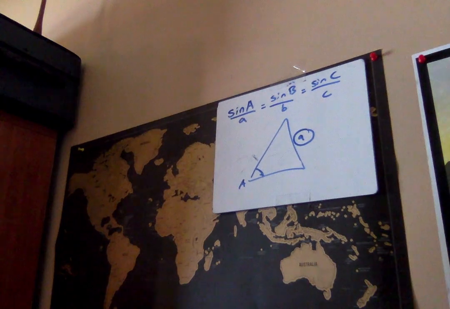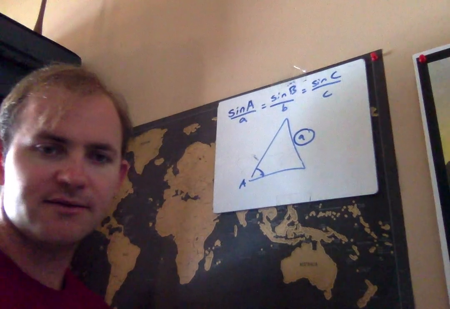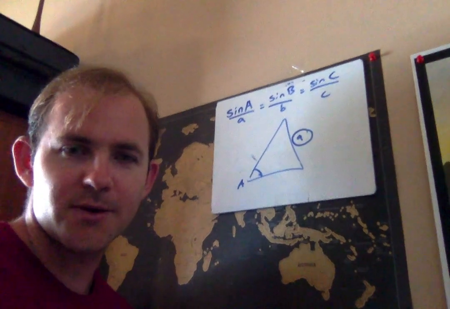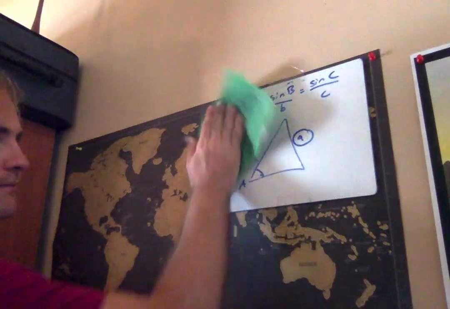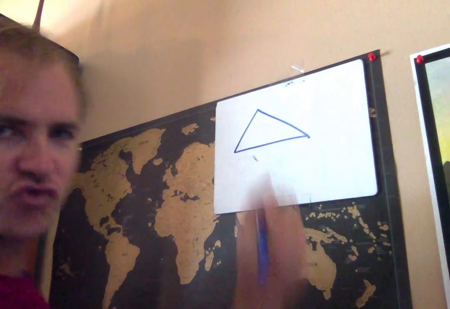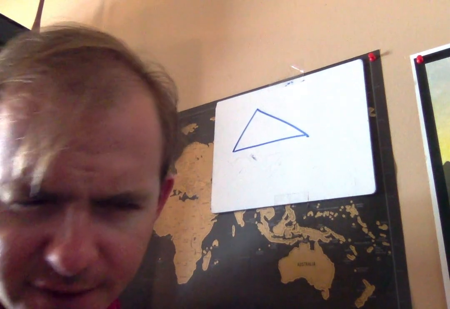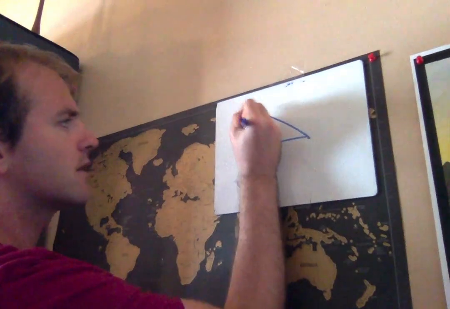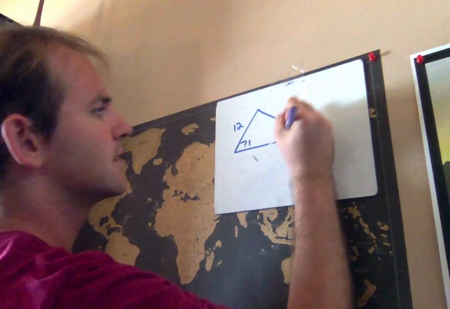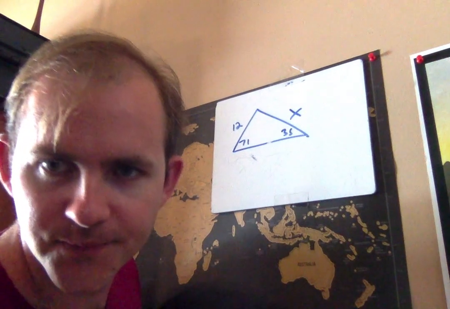All right? And we're going to start off with a very simple one. Where's a really good place to start? Let's start off with example number 1. Okay? So number 1 looks something like this. All right, let's hope I can draw correctly. There's a triangle, right? Then I've got 12, 71, 35, and let's call that X.